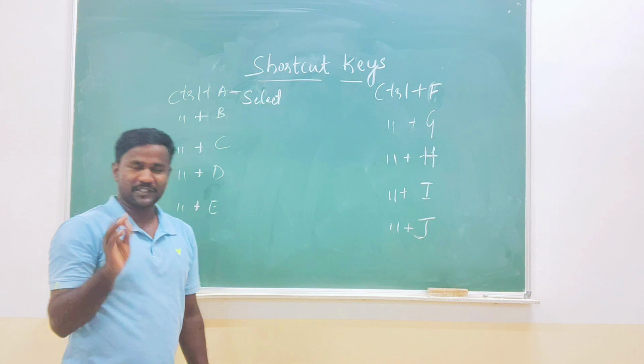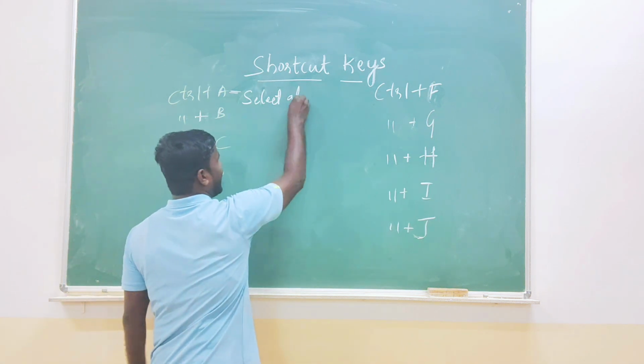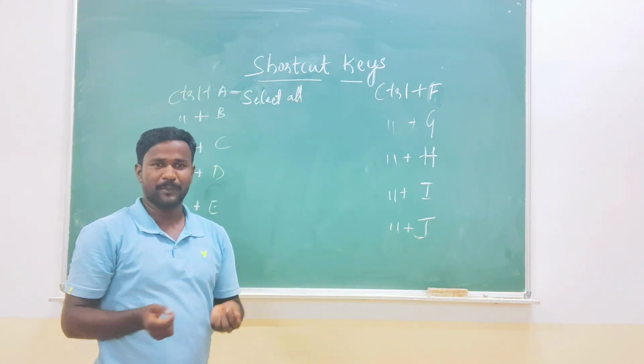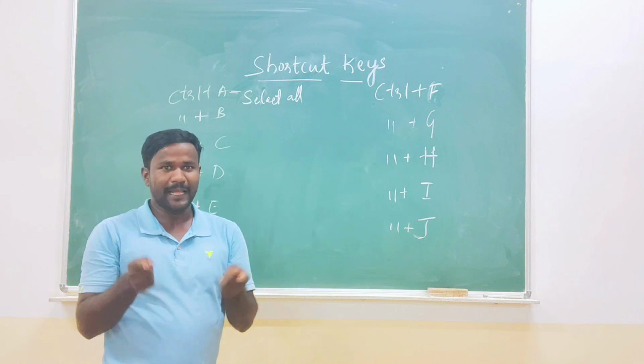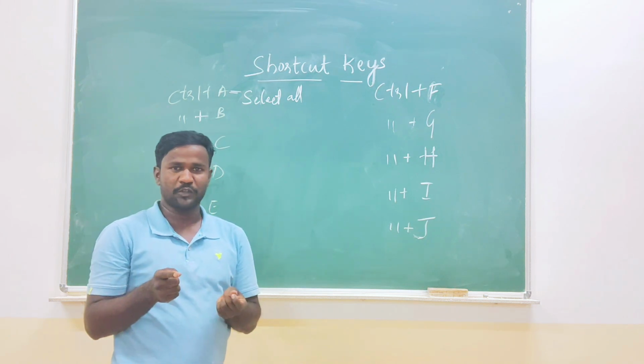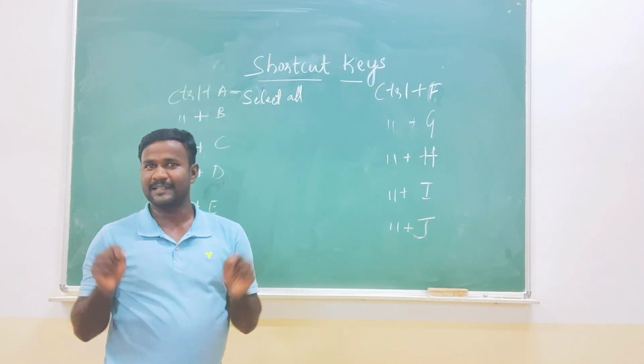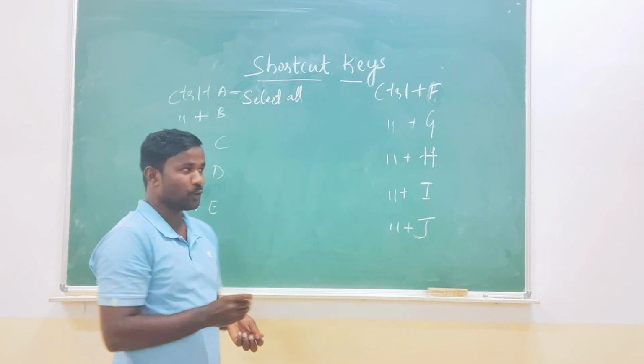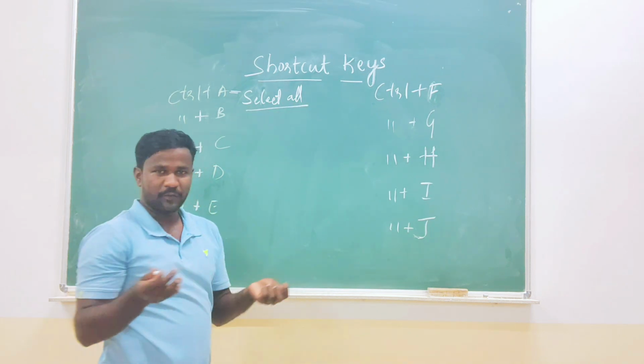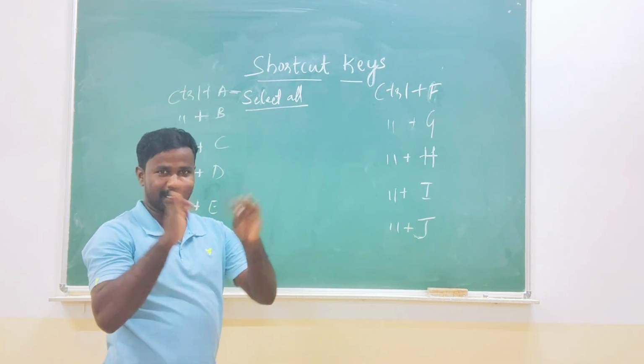Select all means, whenever we have any data in the computer, let's take the example of MS Word, if you want to select all the data, what we do through the mouse is drag and select. But there is a shortcut key we use for select all. The shortcut key is Control A, and it selects all.